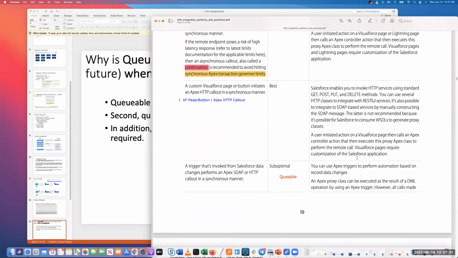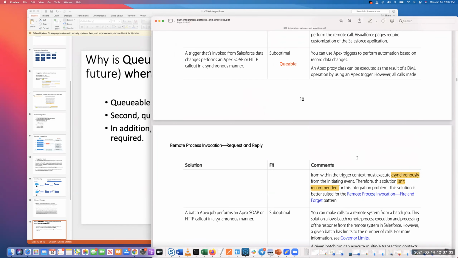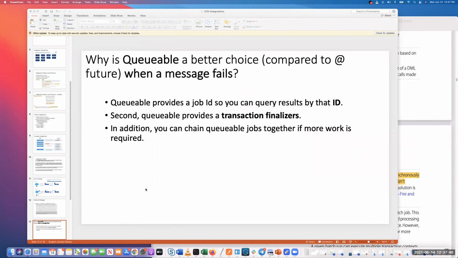So I would use it if I need a little better reliability. Let's say the judges start to challenge me on the reliability of platform events and the complexity of doing reconciliation, and so on. Then maybe I propose a Queueable callout. Correct, yeah.